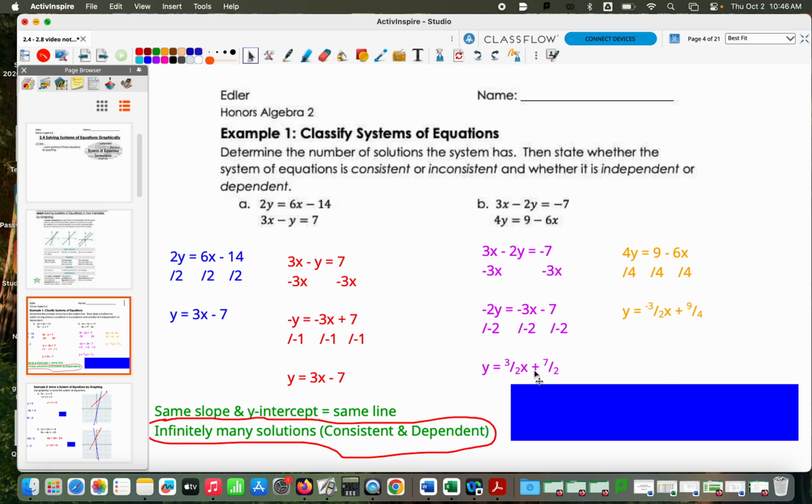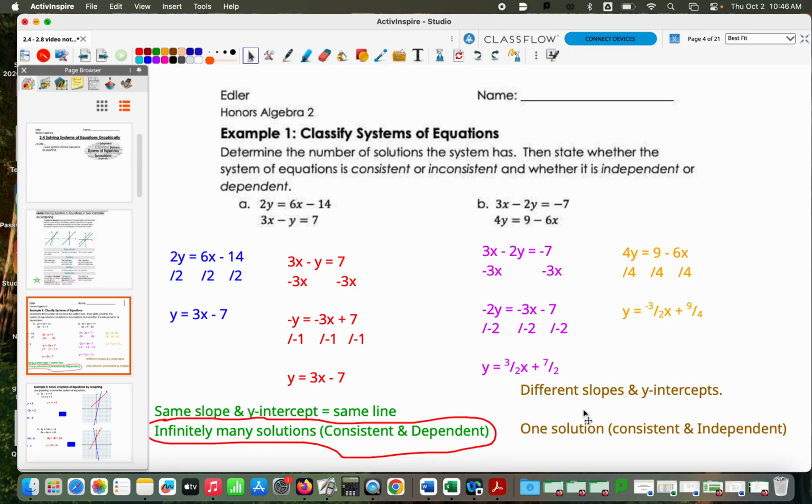So if you look at this one here, it's like, wait a second, they almost have the same slope, but they are different, positive versus negative, different y-intercepts. So these are just two different slopes, different y-intercepts. These are just two random lines that are going to cross somewhere. So there's only going to be one solution. We'd say this is one solution, or we could say it's consistent and independent. They're independent, separate lines here.